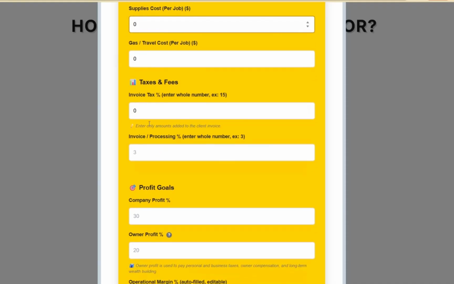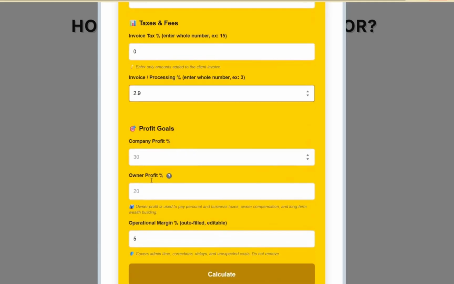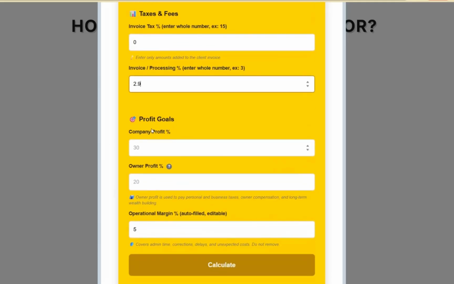But if you have to pay it, you have to put down your percentage. Invoice processing percent. So we use QuickBooks, and I believe QuickBooks is 2.9. So I'm going to put 2.9 right here. Now, these two right here are very, very important.